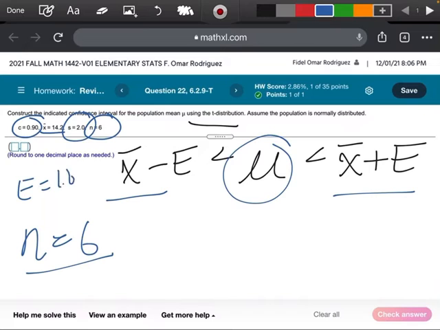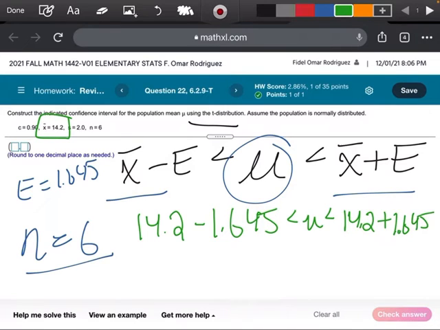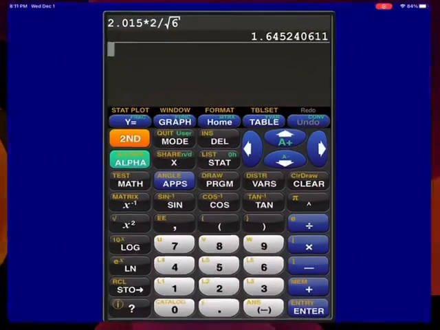Now that I found my error, I can come back over here. We got error is 1.645. Now we can start filling in the blanks. What else did we know? Oh, we knew our x bar was 14.2. So look what I'm going to do right here, y'all. 14.2 minus my error, which was 1.645. My population mean is going to be between that and 14.2 plus 1.645.